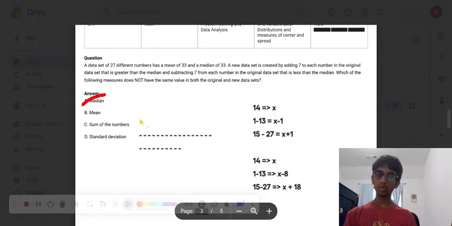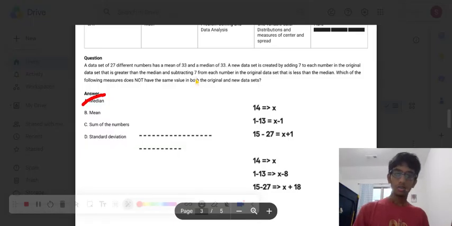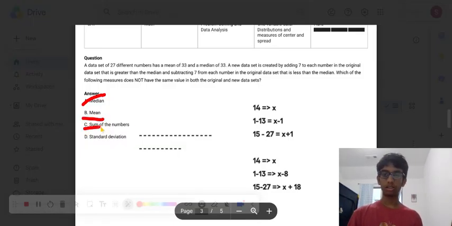And what else do we know? We have the same number of elements, which is 27. If our mean is equal to the sum of the numbers divided by the number of numbers, and the number of numbers stays the same, then if the mean is the same, the sum is also going to be the same. So we can eliminate these two as well.